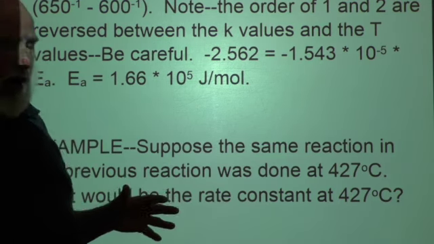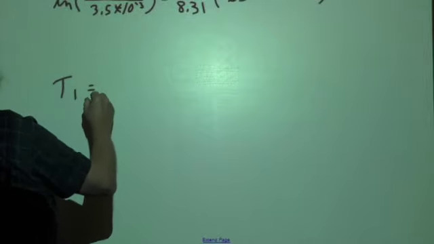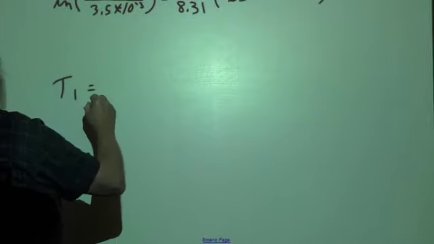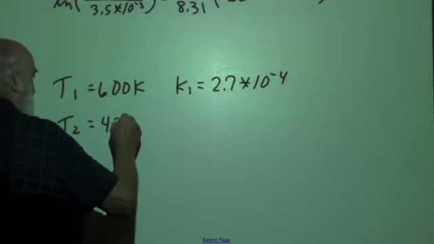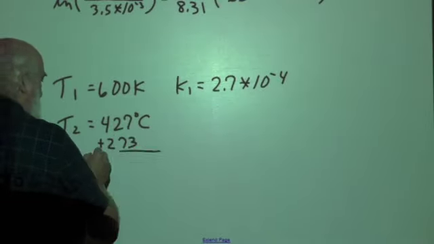What I'm going to do is take the very first T1 we have here, the 327, and K1, 2.7 times 10 to the negative 4, and use it again. So T1 is 327, which we said was 600 K, and K1 is 2.7 times 10 to the negative 4. Again, I'm not worried about the label. Now my T2, instead of using the other problem, I'm going to use 427 degrees Celsius and add 273 to that, and that's going to make it 700 Kelvin.